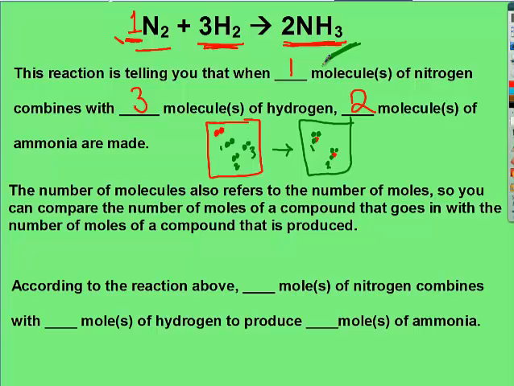So let's keep reading. The number of molecules also refers to the number of moles. So you can compare the number of moles of a compound that goes in with the number of moles of a compound that is produced. According to the reaction above, it's the same numbers: 1 mole of nitrogen combines with 3 moles of hydrogen to produce 2 moles of ammonia. I got all those numbers, again, from the balanced equation from above.